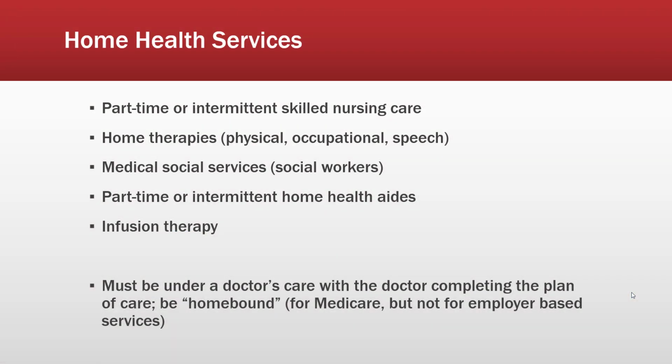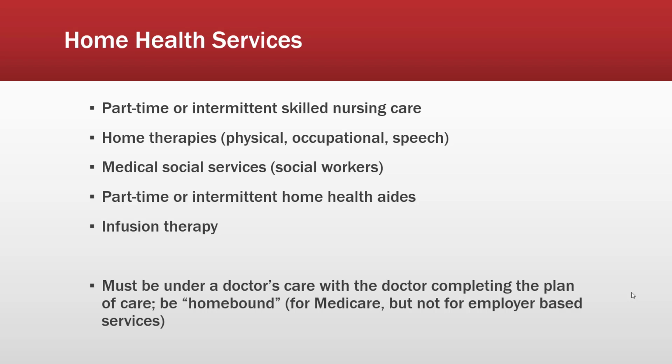Then, of course, we have home health services. For home health services, the individual requires some type of part-time or intermittent skilled nursing care, and may require some home therapies where a physical, occupational, or speech therapist comes to the house and works with the individual. Medical social workers are available through home health services. Interesting enough, a medical social worker is one of the highest reimbursed professions under Medicare in home health. But most of the time we just go out and do assessments. We don't do ongoing treatment.